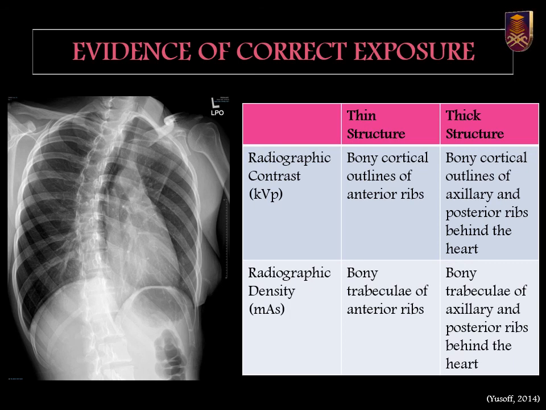Apart from that, correct mAs, which contributes to optimal radiographic density and details, can be assessed by looking at the evidence of visualization of bony trabeculae. Optimal visualization of the bony trabecular pattern of the thin structure, which is the anterior rib, and the thick structure, which is the axillary and posterior ribs behind the heart, is the evidence of correct exposure.